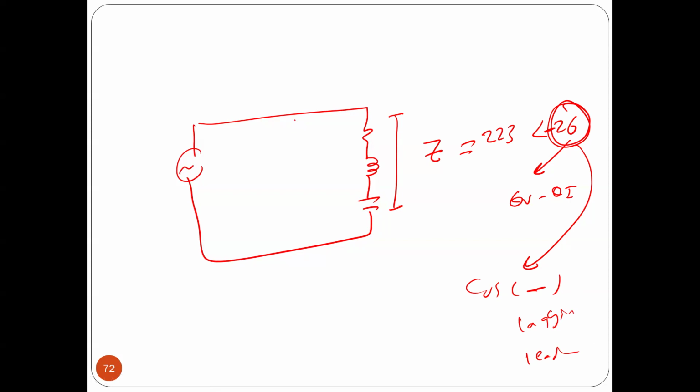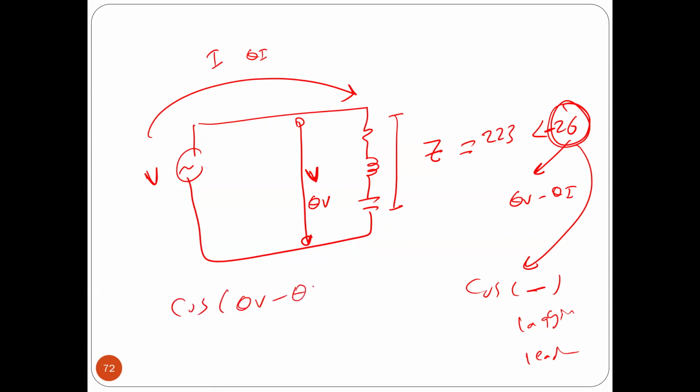There is another way, because you already know the voltage here. The voltage here is equal to the voltage here, the same voltage. That means you already have theta V. And because you calculated the current here, you know theta I. So if you have the voltage and I, that means I have theta V and theta I. So the power factor should be cosine of theta V minus theta I. That's it. Okay.